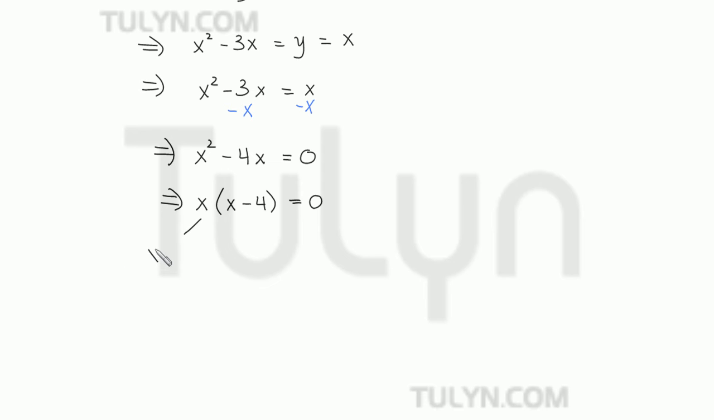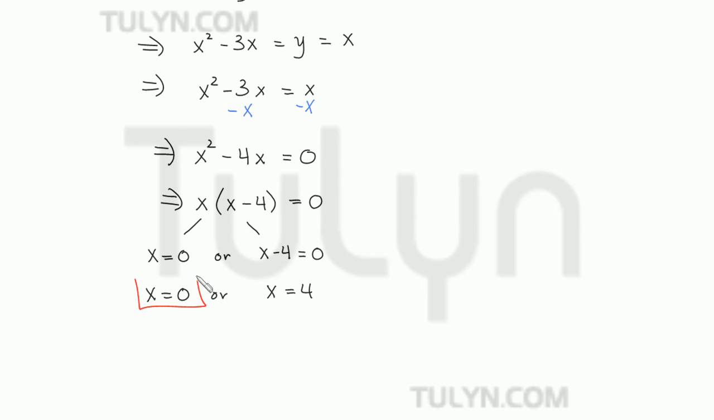Then using the zero factor property, we have that x is equal to 0, or x minus 4 is equal to 0. So that means that x is equal to 0, or x is equal to positive 4.